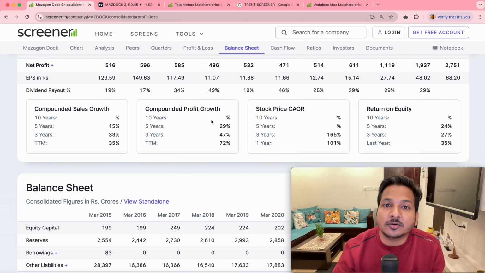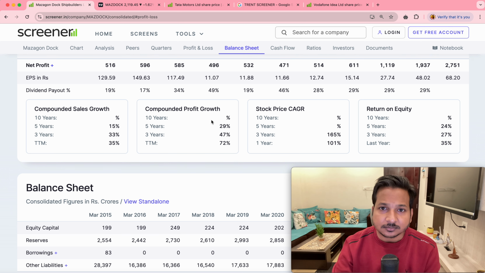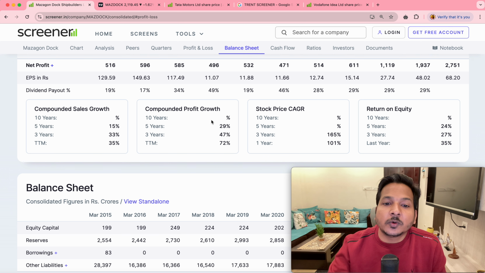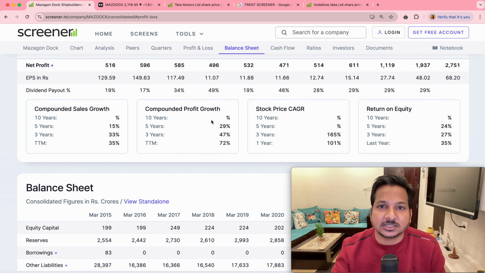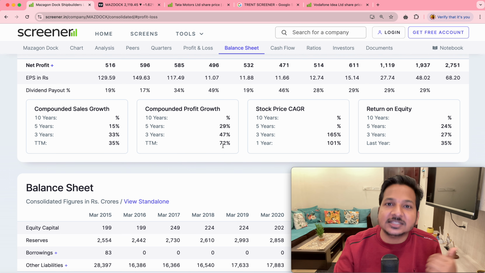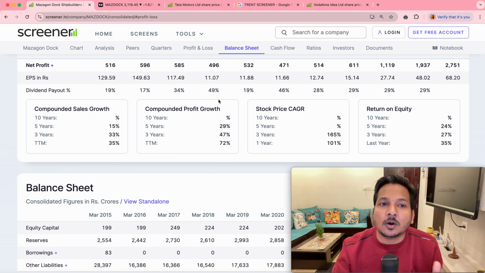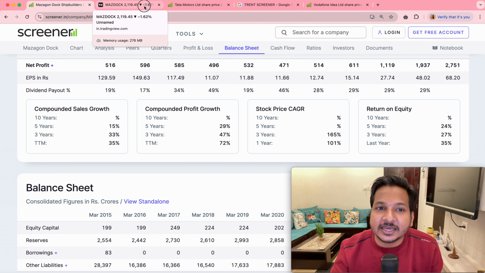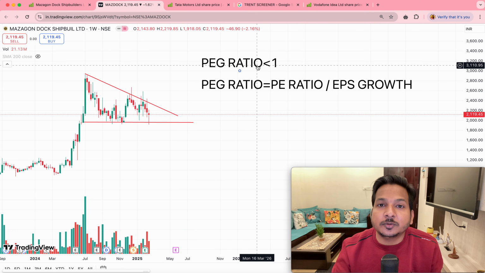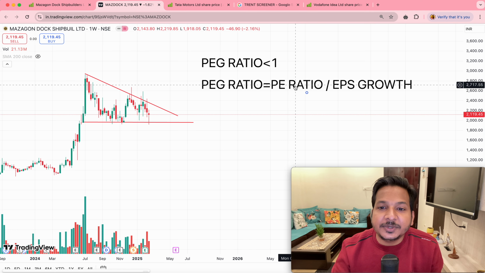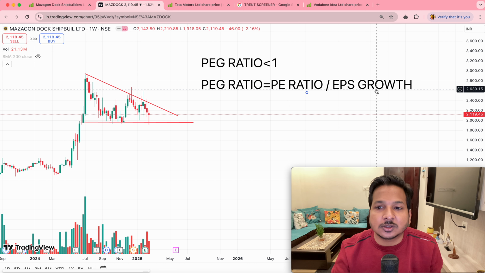This is just for your understanding. Profit is growing by 72% in the last trailing 12 months. So the P/E ratio should be 72 or lesser than 72. Then it is called a bargain as per the PEG ratio model. PEG ratio should be less than 1. So here it is P/E ratio divided by EPS growth. At the bottom, EPS growth is 72.